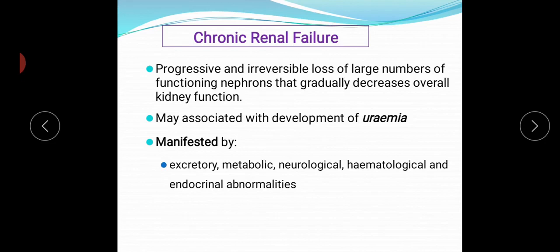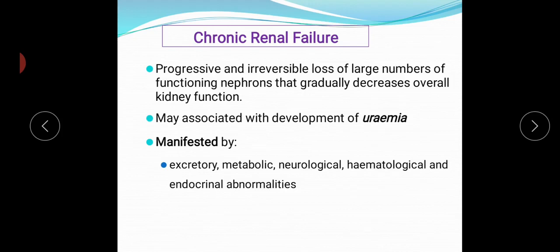Second is chronic renal failure, where there is a progressive and irreversible loss of the functional nephrons. So gradually the kidney will lose the functional nephrons. If the functional loss is more than 70 or 75%, then the person may need immediate renal transplantation, otherwise the person may die. Here the person may develop uremia. Uremia means accumulation of various metabolic waste products in the body's blood. The concentration of these metabolic waste products, urea, creatinine, or anything else, will increase in the blood.